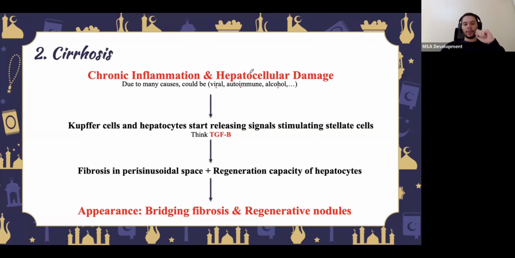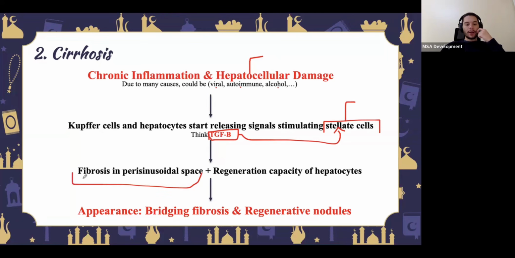You have hepatocellular damage. What would happen? Hepatocytes would start releasing certain signals, certain molecules, and they start stimulating Kupffer cells. Then the Kupffer cells and the hepatocytes again start releasing other signals, and mainly think about TGF-beta. This cytokine goes and stimulates your stellate cells. If you remember, stellate cells were found in your space of Disse, and they are important in vitamin A storage as well as fibrosis. Once you stimulate your stellate cells, you start your fibrosis, and this is the next pathway over here. You have fibrosis in your perisinusoidal space.